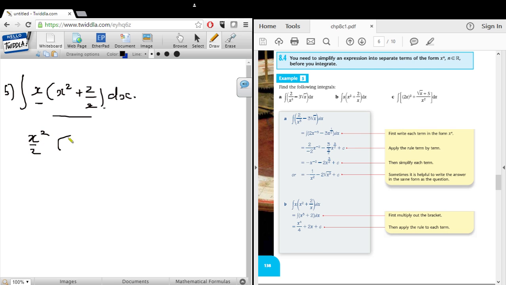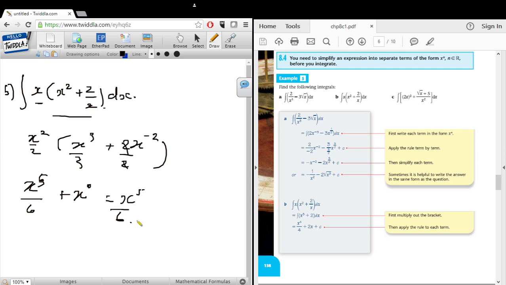x squared over 2, x cubed over 3, plus 2x minus 2 over 2, cancel. Now we'd have x to the 6, so now x to the 5, 6 on the bottom, plus x to the 0, which will give you 1. So I have x to the 5 over 6. So you can see that this is the step that we've taken by multiplying these out.